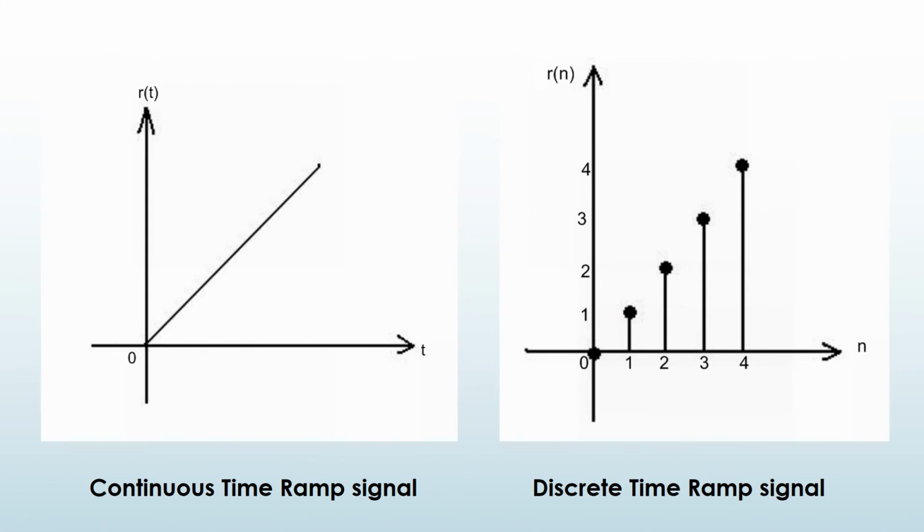So here shown the continuous ramp signal and discrete ramp signal. From the figure it is clear that for the continuous ramp signal, for t less than 0 the value will be 0 and for t greater than 0 the value is according to t. That is the ramp function. And for the discrete ramp signal also, for n less than 0 we have value 0 and for n greater than 0 the amplitude of the ramp function is n. Okay, the value of n will be the amplitude of the ramp signal. So that's about the unit ramp function.